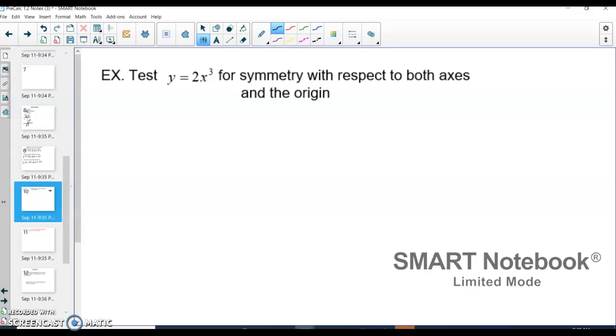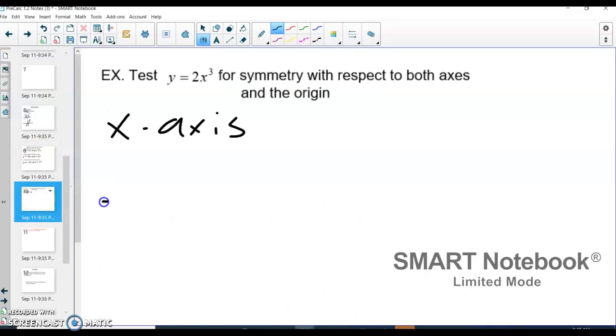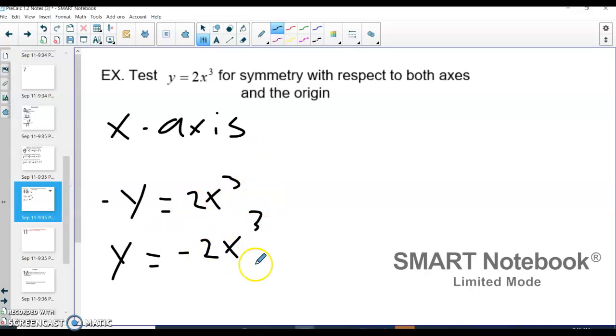Testing for symmetry here, first we're going to test for x-axis symmetry. X-axis symmetry means we're plugging in that negative y value, and so I get negative y equals 2x cubed. There's not a whole lot I can do here. I could divide both sides by negative 1 and get positive y again, but this equals negative 2x cubed, and that's not the same function. We're looking for this exact same function to come out, a positive y and a positive x. That didn't happen here, so there's no x-axis symmetry.